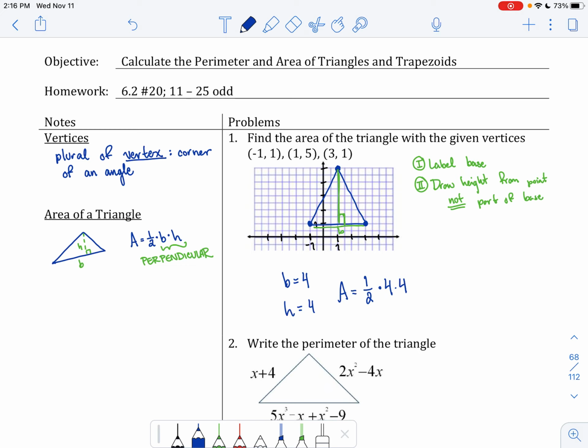So then my area, I like using 1/2 base times height. You could also use base times height divided by 2. Multiplying by half and dividing by 2 give you the same answer. So that's half of 16, which would be 8. And you could write 8 units squared, or you can just leave it like that.